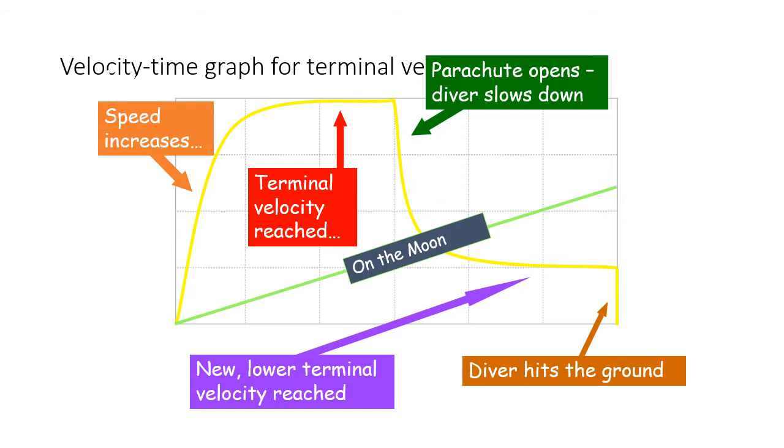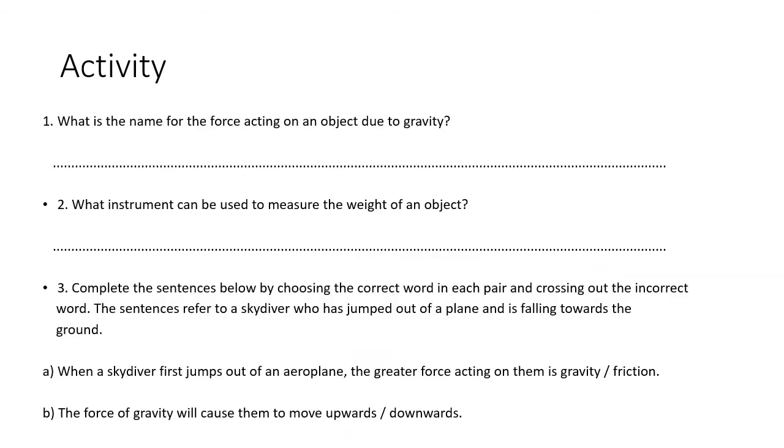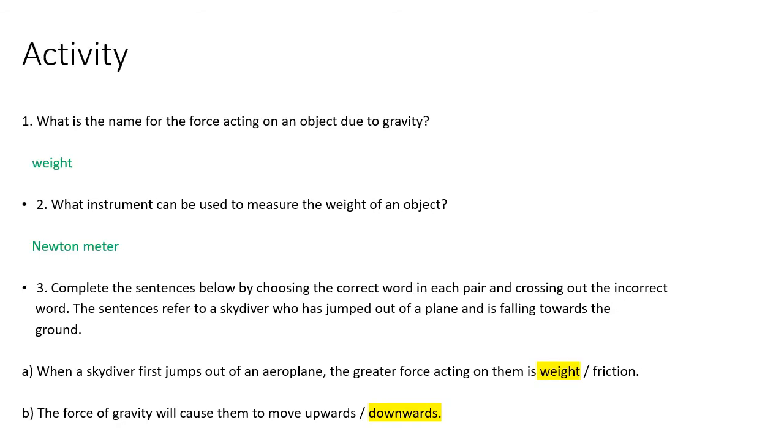If he is going on the moon, there will be continuous acceleration because there is no air on the moon. There is no air resistance, only the downward force acting on him. Based on this information, you can pause this video and do this exam question. Welcome back. You can mark your answers now. Well done if you got the correct answers.